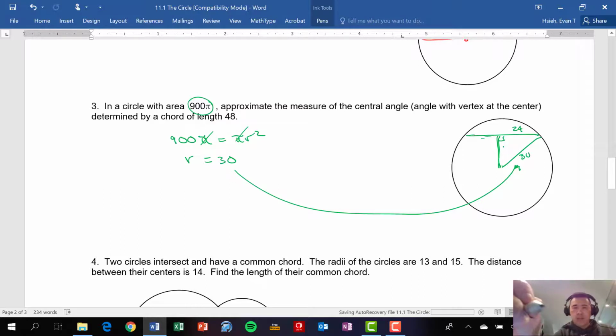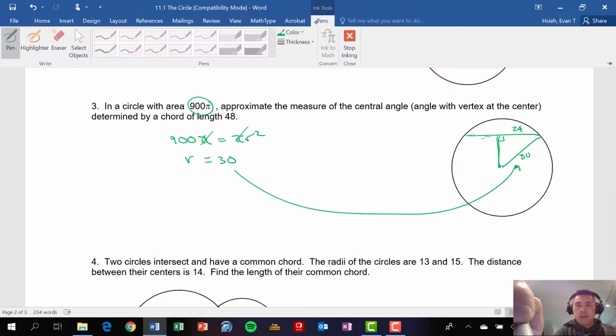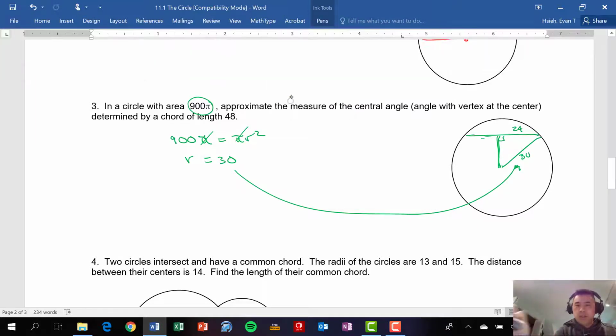We're actually looking for the measure of the central angle, which is defined as the angle with the vertex at the center, determined by this chord right here. So we actually need to know this angle right here is what we're looking for. So I can find this angle here. We'll call it theta.